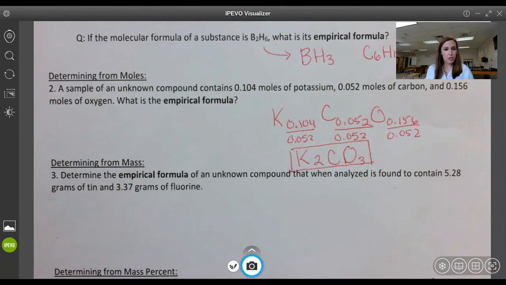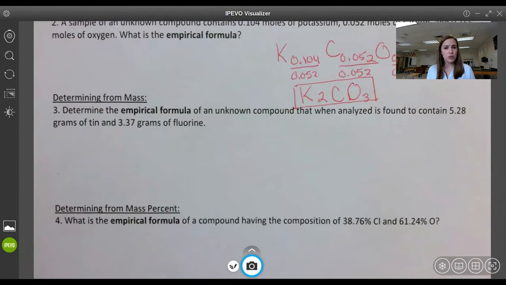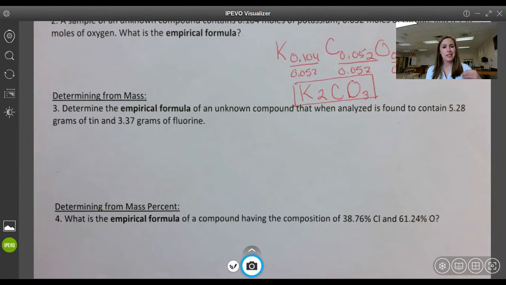All right, we're going to use that strategy, but we're going to add on an extra piece here. Most of the time we're dealing with, say, grams. So we've been able to analyze a compound. Say you've been able to figure out how many grams of, in this case, tin and fluorine we have. What's the empirical formula? Because again, the ratio between this tin and fluorine is going to allow us to determine that. So the first thing we want to take care of, though, is to get this into moles.